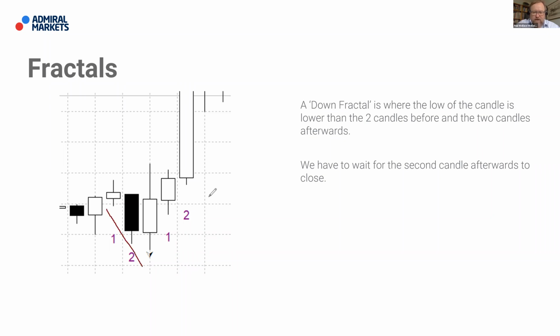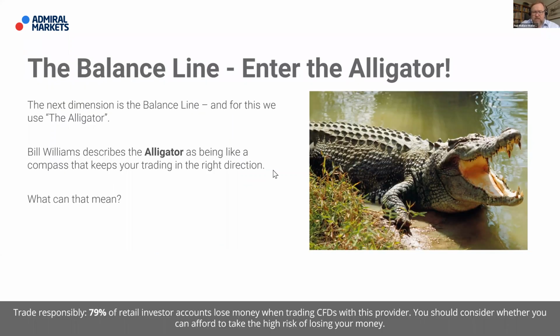Remember that a down fractal is like a V shape, because the low is lower than the 2 before and it's lower than the 2 after it. And that's what we're looking for. So that's fractals. And now let's have a talk about the balance line.